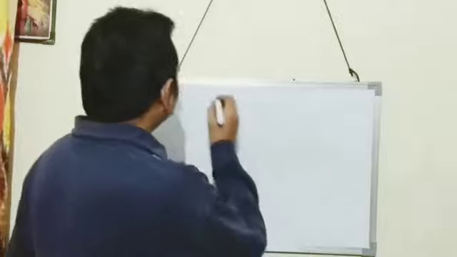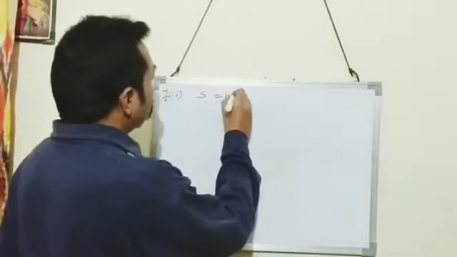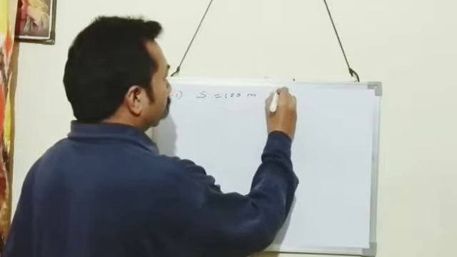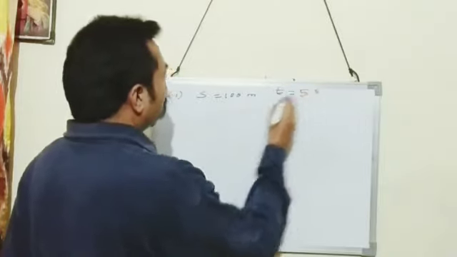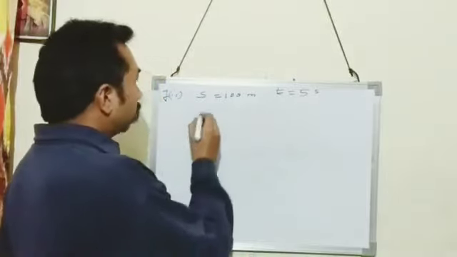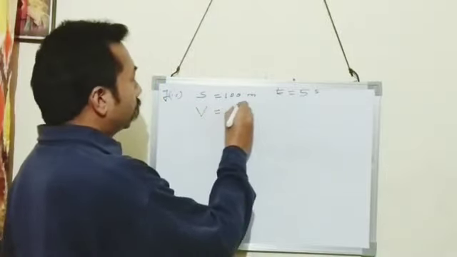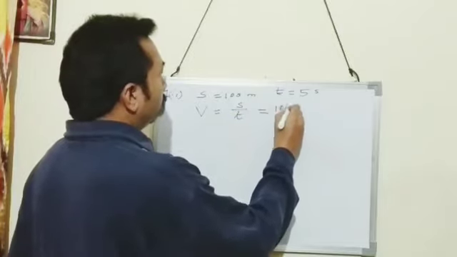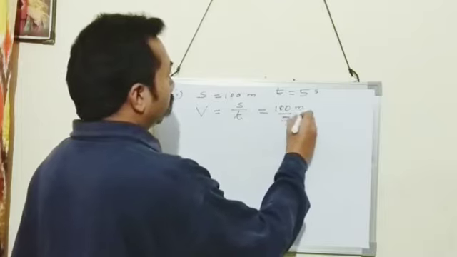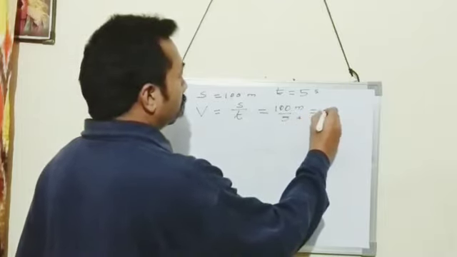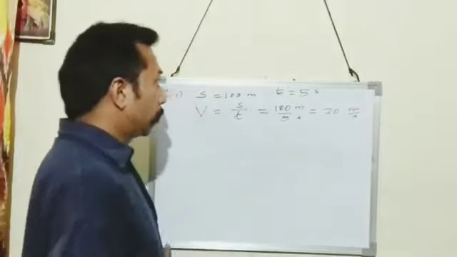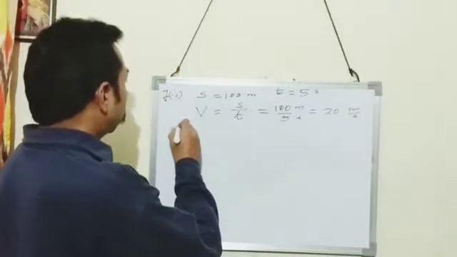The body moves through a distance of 100 meters. 100 meter distance is moved in 5 seconds. What is the velocity acquired by the body? Velocity acquired, that is distance upon time. So which is equal to 100 meters upon 5 seconds. 100 upon 5 is equal to 20 meters per second. So this is first part. Now we do the second part.